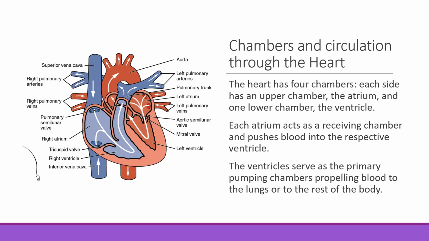All right, so back to your chambers. Again, it's like a box. You have 2 upper chambers that are the atria. You have 2 lower chambers that are the ventricles. Each atrium is the receiving chamber, so it's bringing blood in, right? The right-hand side is going to be bringing blood in from the body, and the left-hand side is going to be bringing blood in from the lungs, and it pushes it into the respective lower ventricle. The ventricles are the primary pumping chambers that are going to send the blood out to either the lungs or the rest of the body.